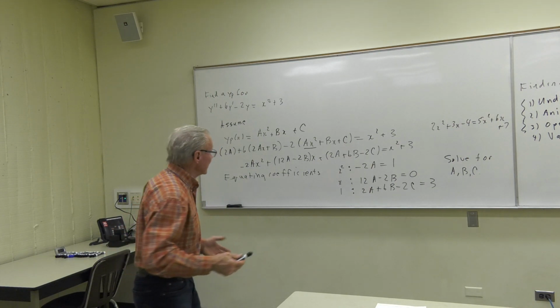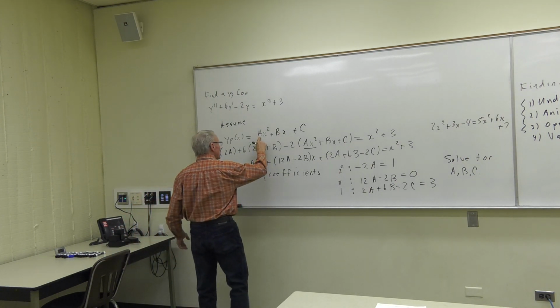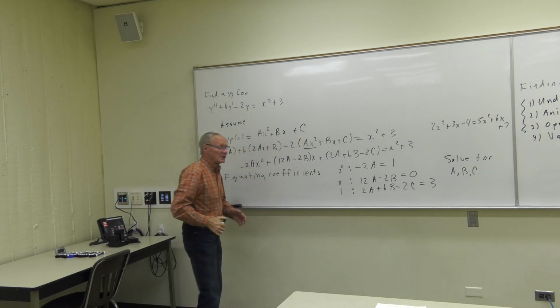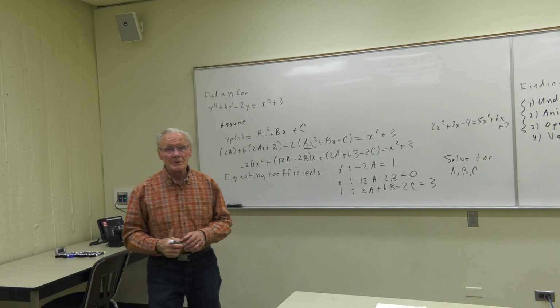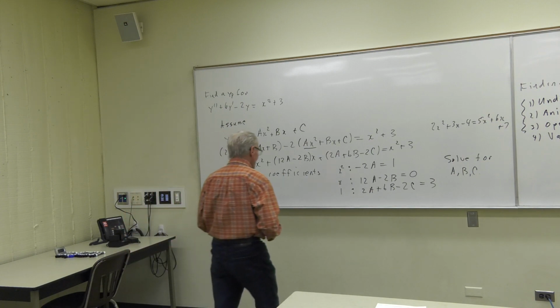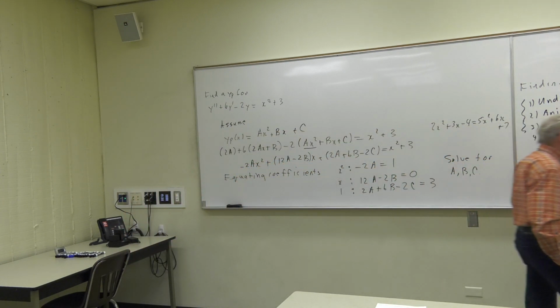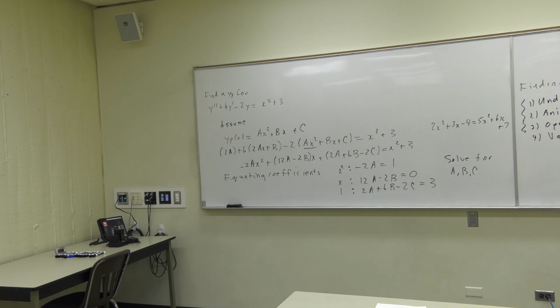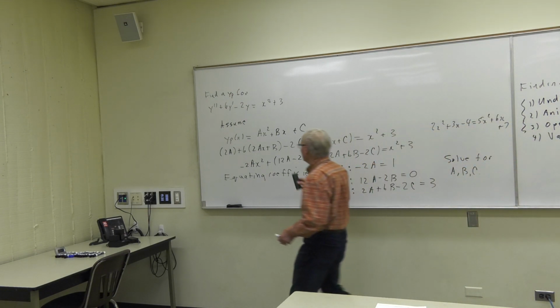And now you've got your particular solution. Solve it, put the A here, the B here, and the C here, and you will have your particular solution. Get the idea of how it works? Well, let's change. Let's leave the left-hand side the same and put some different things on the right-hand side.